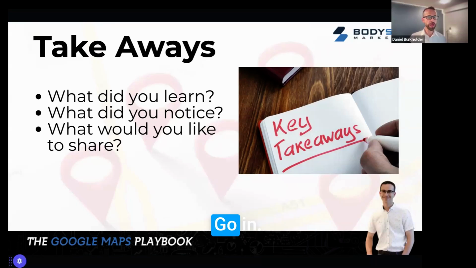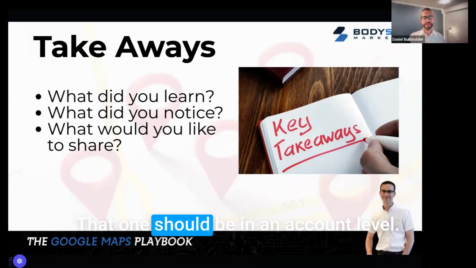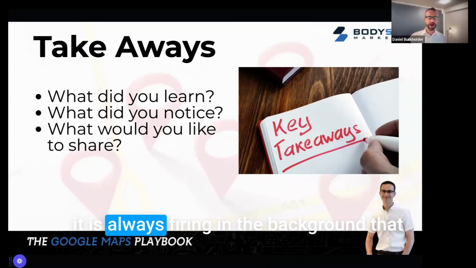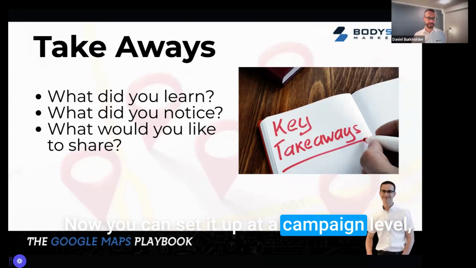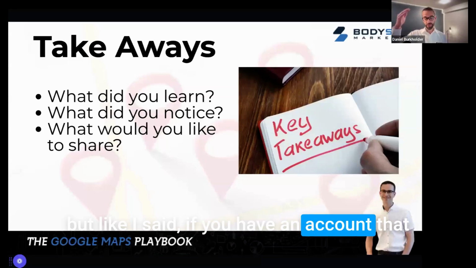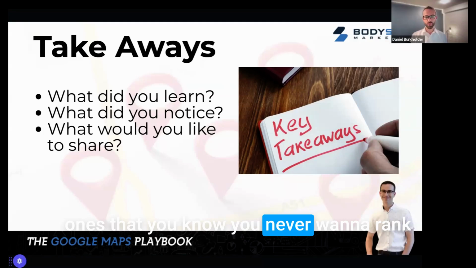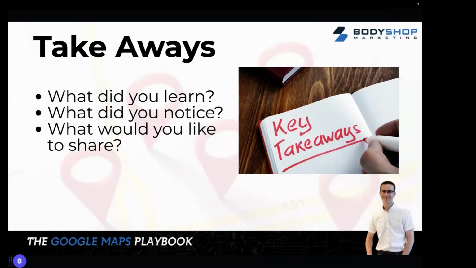Yeah, absolutely. I would say if you're running a Google ad account and there's keywords like cheap auto body repair, that one should be at the account level. So no matter what campaigns you run, it is always firing in the background so that you're not wasting any ad dollars on that. Now, you can set it up at a campaign level, but like I said, if you have an account that you're managing, go in and set up those main ones that you know you never want to rank for on that Google account, that ad account.